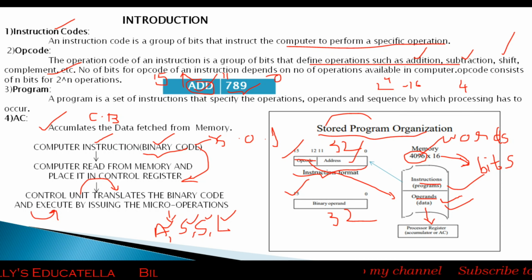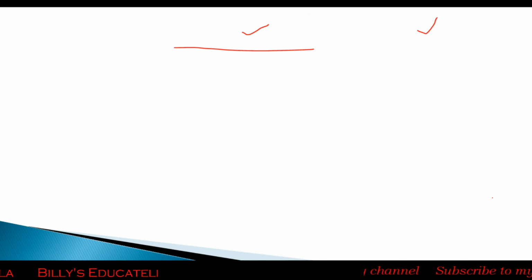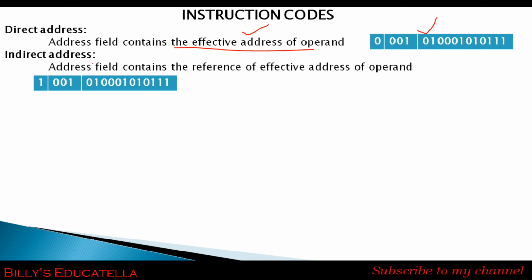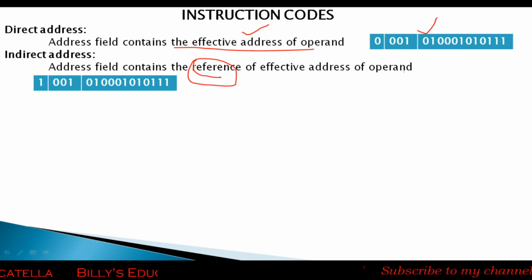Here this operand must be either direct or indirect, and whether it is direct or indirect is specified by the instruction codes. Coming to the indirect address, the address field contains only the reference of the effective address of the operand.